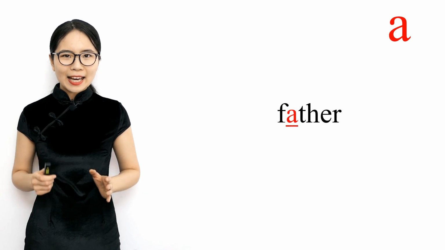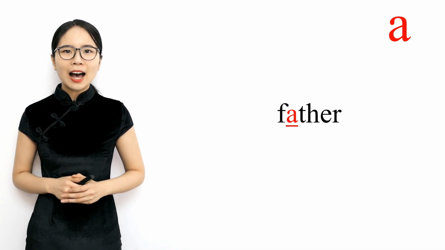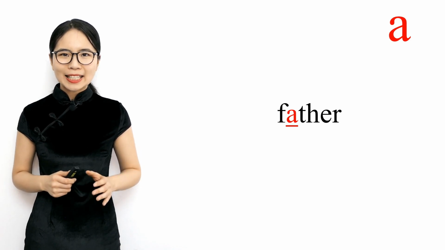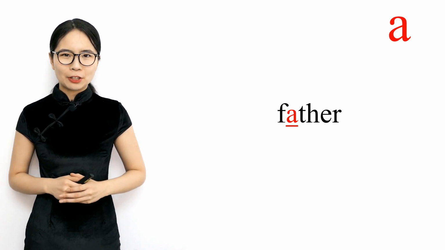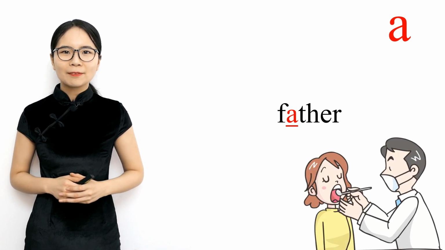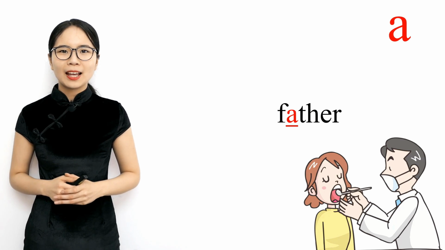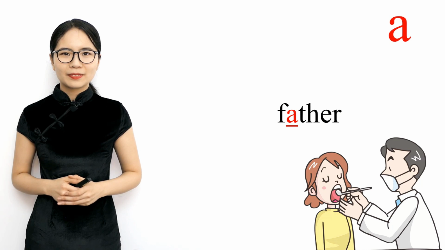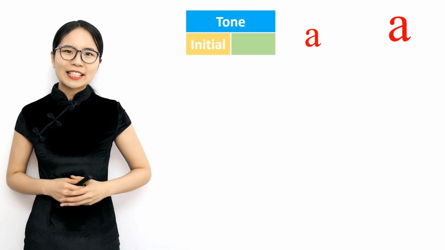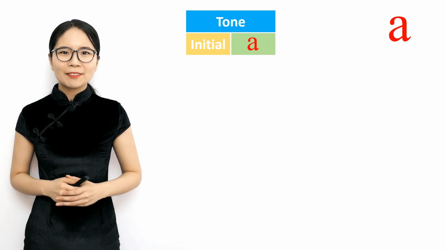We'll start with a. A is pronounced like the A in father. You should open your mouth wide and have your tongue relaxed and flat along the bottom of your mouth, like if you were visiting the doctor and going a. Please repeat after me. A. Let's take a look at some Chinese words that use the final a.